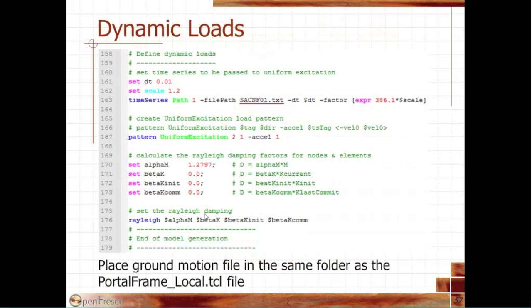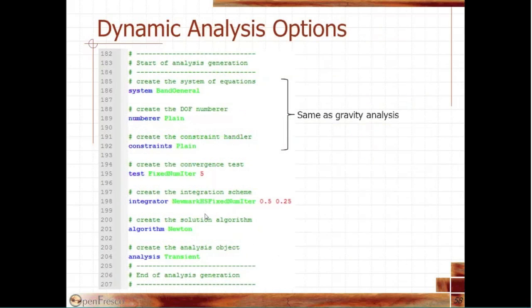For the dynamic analysis options, we have to set those up. The first portion, system of equation, DOF number, and constraint handlers, are all the same as in the gravity analysis. But then we need to start modifying things. For the integration, I pointed this out at the beginning, we have some degrees of freedom that have no mass on them. So we need to use an implicit integration method.